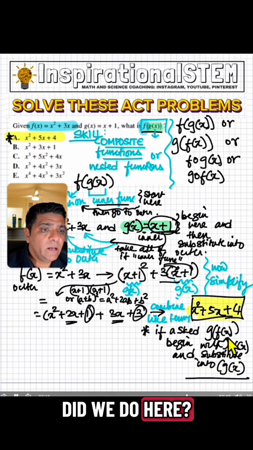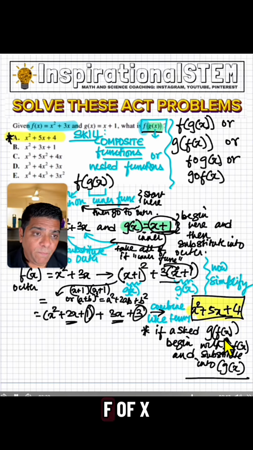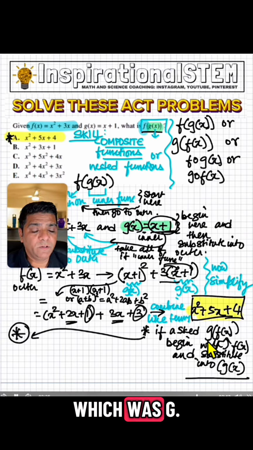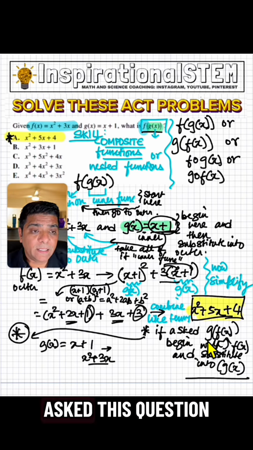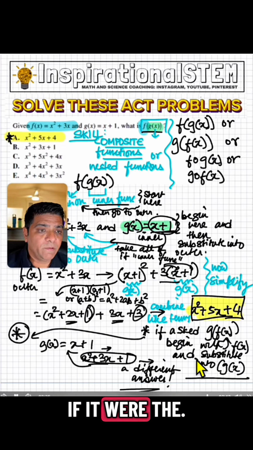So what did we do here? We started with the inner function and then we went to the outer function. If we were asked the opposite, we would have started with the f of x and then gone into the g of x, substituted into the outer function, which was g. But we are being asked f of g of x, so it's very important to see the sequence that we are being asked in this question of the composite function. So just quickly, let's take a look at what would happen if it were reversed, we would get a completely different answer.